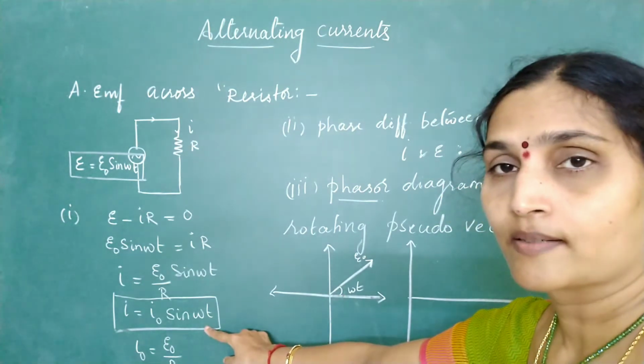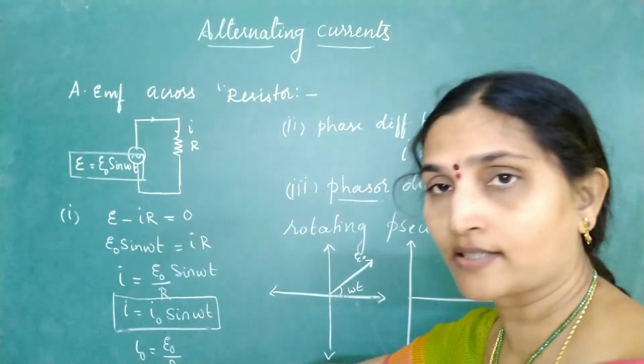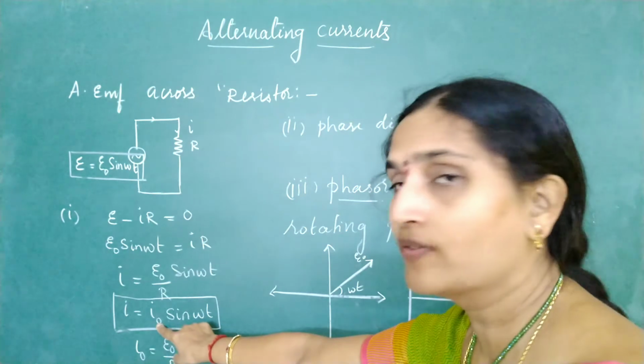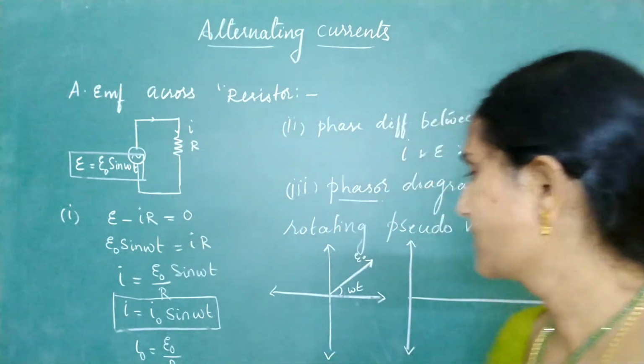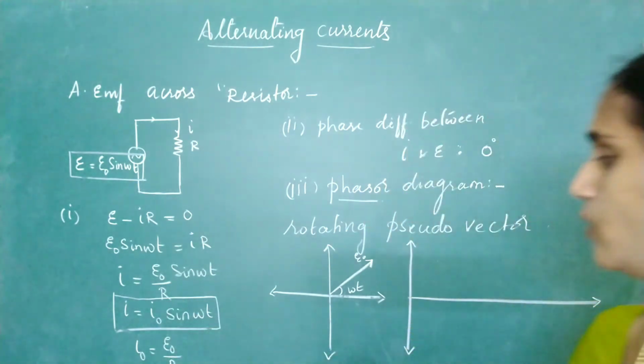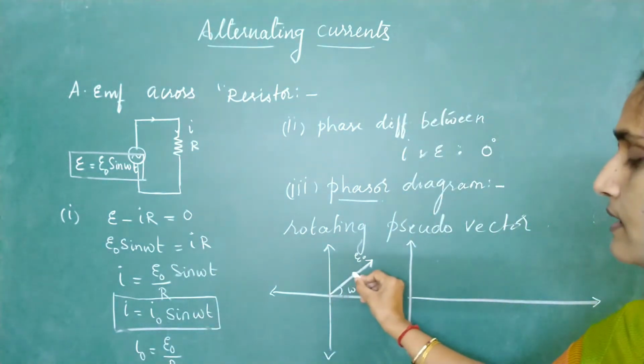Now look at current. Current is EMF by resistance. If you take resistance as a positive value greater than 1, the amplitude of current is smaller than EMF. Then current is I naught sine omega t after t seconds.